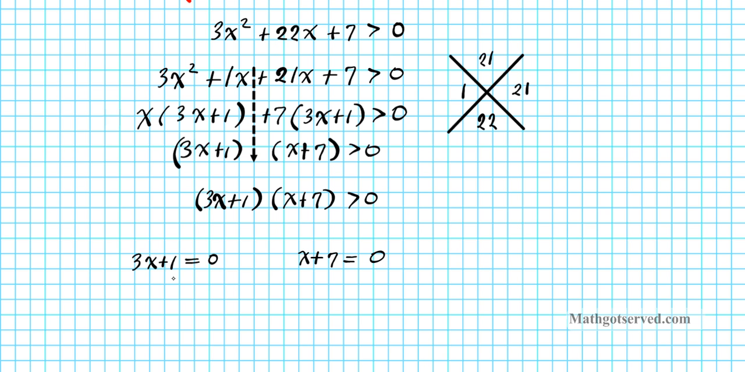All right? So if we solve this, subtract 1, divide by 3, we're going to have x equals negative 1/3. And then this one, we subtract 7 from both sides, we have x equals negative 7, sorry. All right, so these are where the sign changes happen, okay? So now we're going to create intervals, and then we're going to solve.